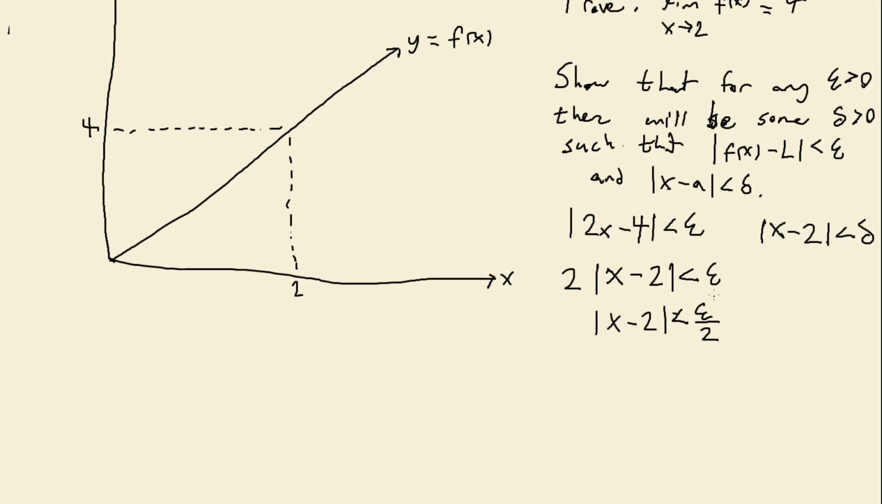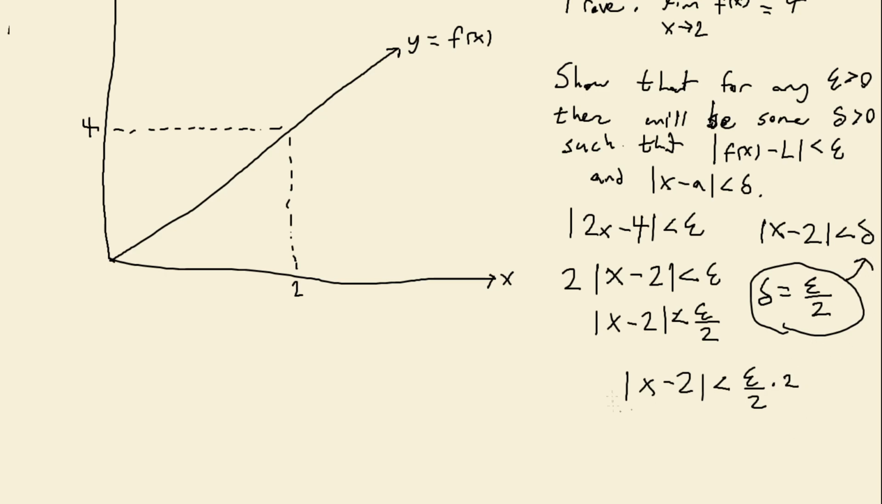And this looks strikingly similar to the inequality that we have here with delta. And so if we say that delta is equal to epsilon over 2, then we can plug that in over here and we would have the absolute value of x minus 2 is less than epsilon over 2. Here we're simply plugging in our expression for delta to this equation. And if we work backwards, we will get the absolute value of 2x minus 4 is less than epsilon.